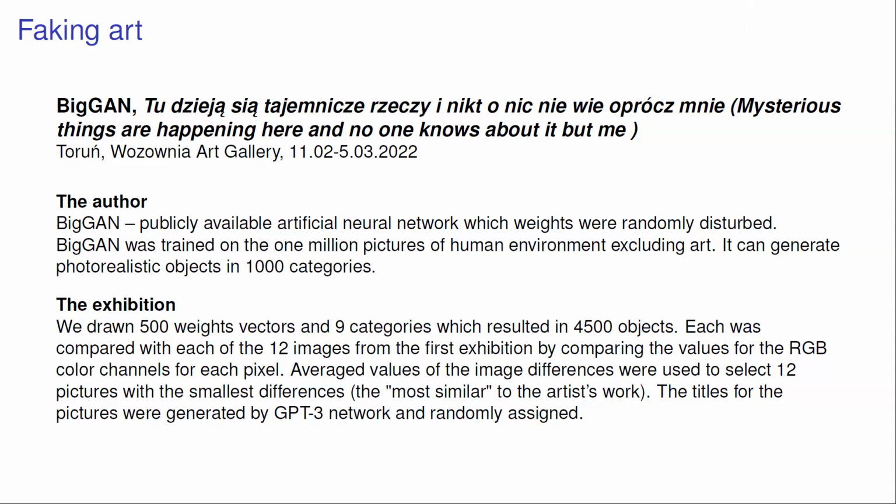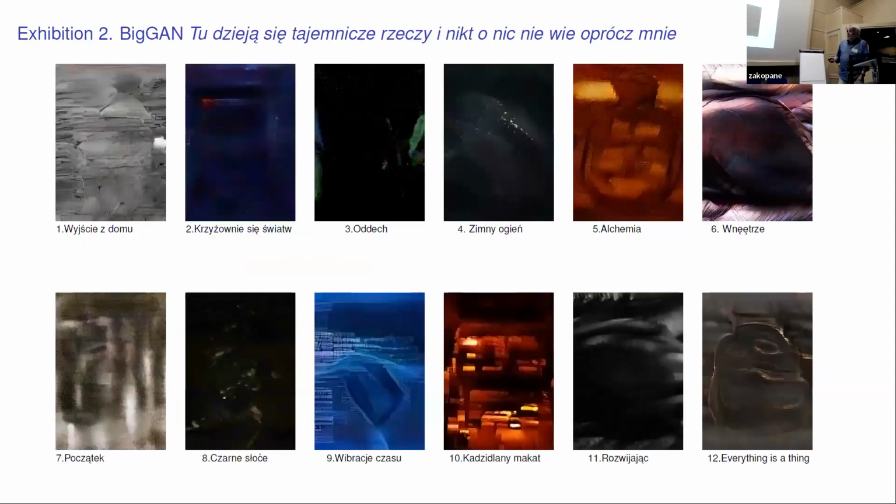So we tried to keep everything in this artificial intelligence flavor. Even the titles and the leaflet describing the exhibition, which was distributed during the exhibition, were produced by GPT-3 at that moment. These are the pictures produced by the GAN, and the title was also generated by GPT.